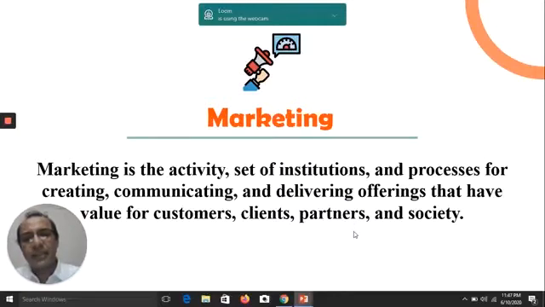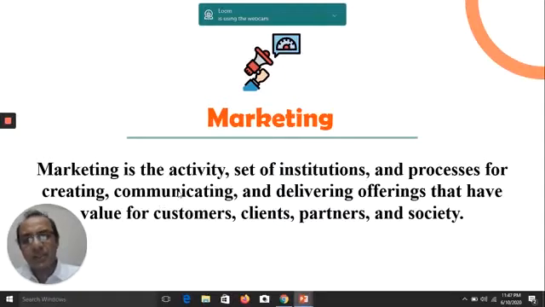Here we can see a comprehensive definition, given by the American Marketing Association. The American Marketing Association is one of the largest marketing institutions and marketing authorities in the world. How is marketing defined by the American Marketing Association? Marketing is the activity and set of institutions and processes for creating, communicating, and delivering offerings that have value for customers, clients, partners, and society.